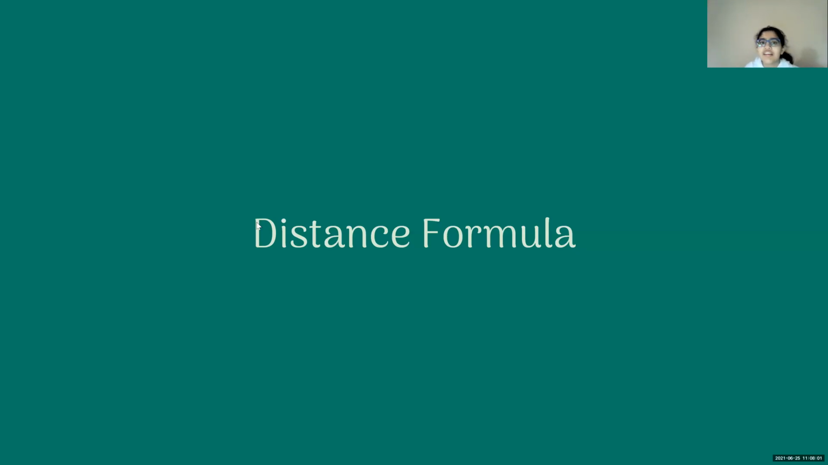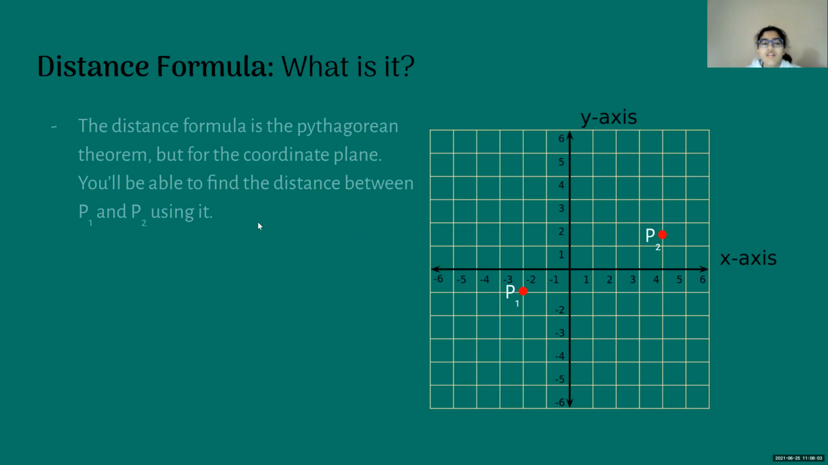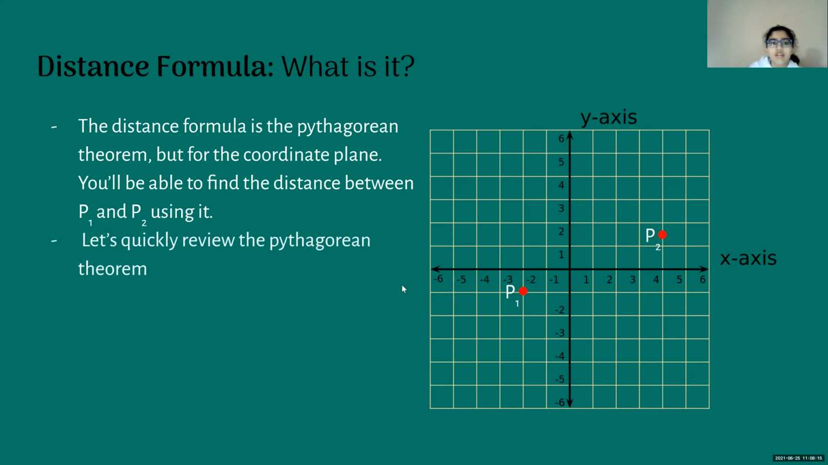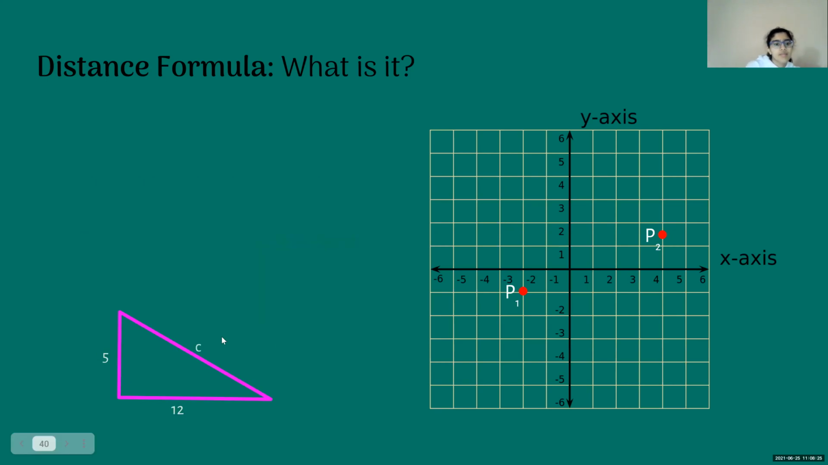Distance formula. So what is the distance formula? The distance formula is basically the Pythagorean theorem, but on the coordinate plane. You will be able to find the distance between 2 points, P1 and P2, using it. So let's quickly look at the Pythagorean theorem. For any right triangle, a squared plus b squared is c squared.